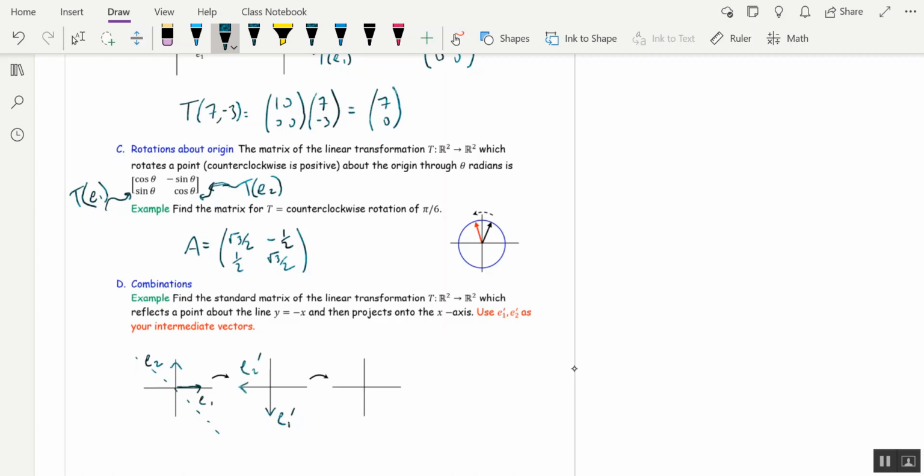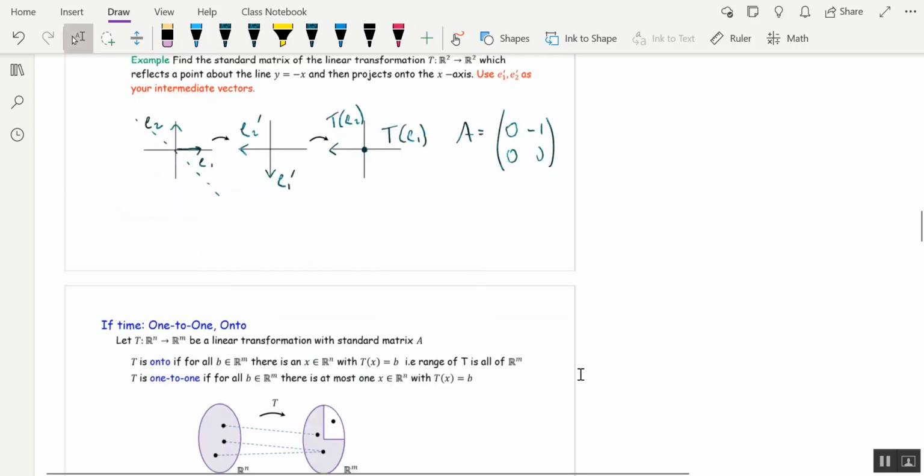And if we project then onto the x-axis, E1 prime is going to get crushed. So now I can say that is truly T of E1, the origin. And then E2 prime just stays where it is. So this is T of E2. So our matrix A is [0, 0]. That's T of E1. And then T of E2 is [-1, 0].